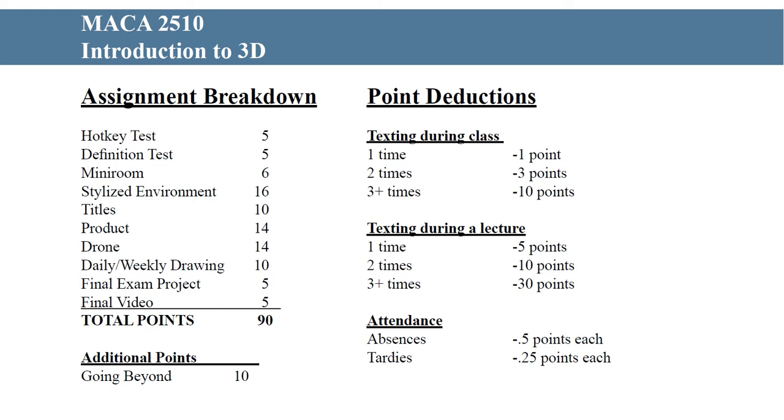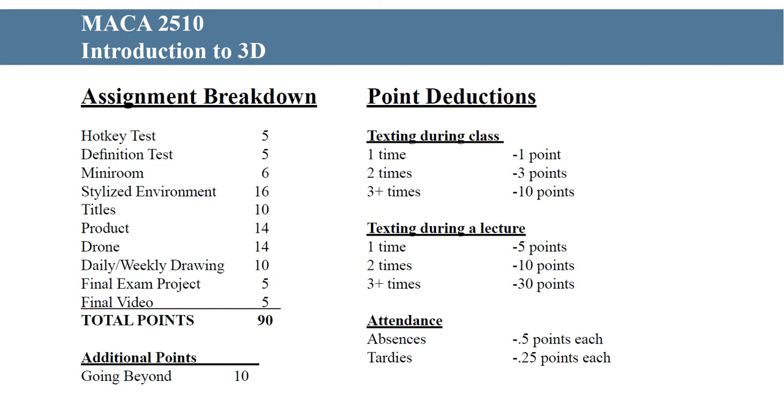This will throw people off because what happens is, right now if you were to log into Canvas and the class was loaded, it would say 0 points because you haven't gotten any assignments yet, so you have 0 points. And as you do the hotkey test, then you get 5 points. Then you do definitions, then you get 5 points. Then you do mini room, then you get 6 points. Obviously, as long as you still have all the requirements there.